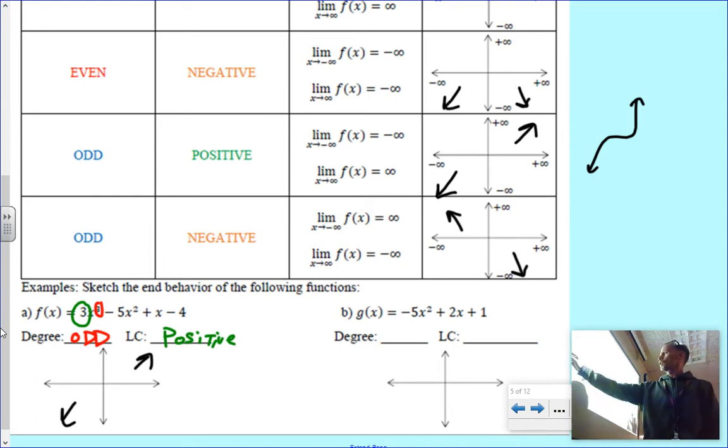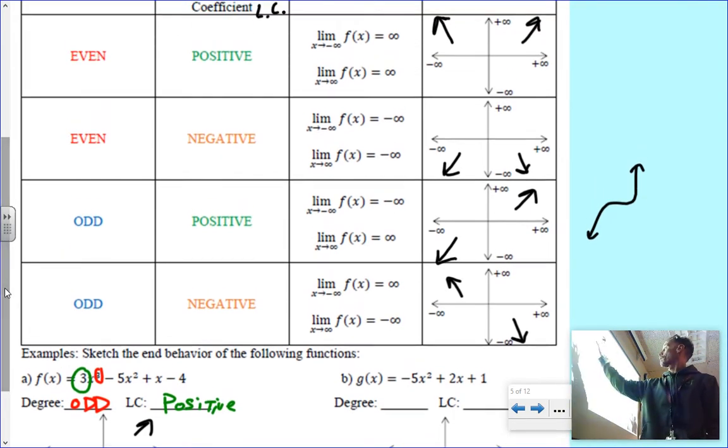By the way, if you want to take a screenshot of this, if you want to take a quick little picture, pause the video and take a picture of that table so you have it for future reference. Maybe it wouldn't be a bad idea.